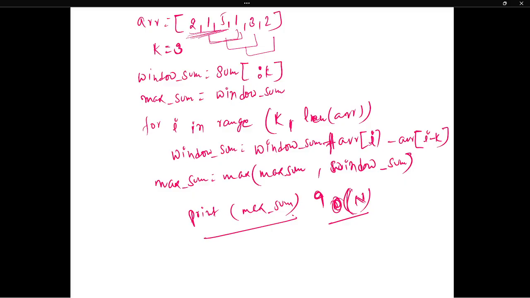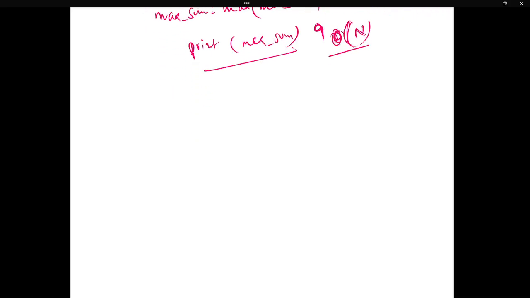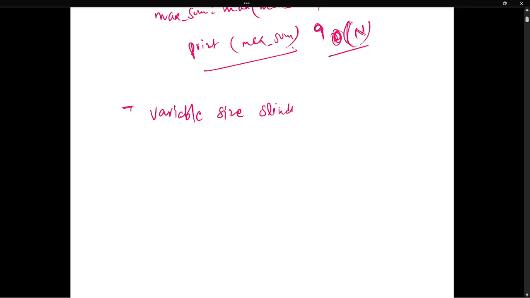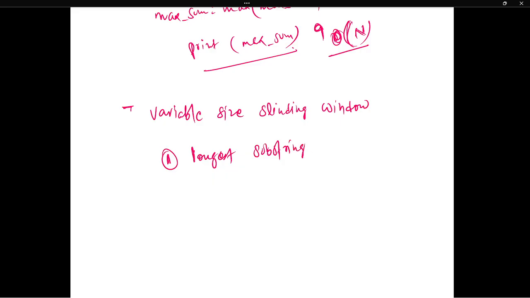So we have already seen the sliding window visualizations, and that is the fixed sliding window. In sliding window we also have the variable size sliding window. A variable size sliding window is something like the longest substring without repeating characters. If this type of problem comes, like longest substring without repeating characters.